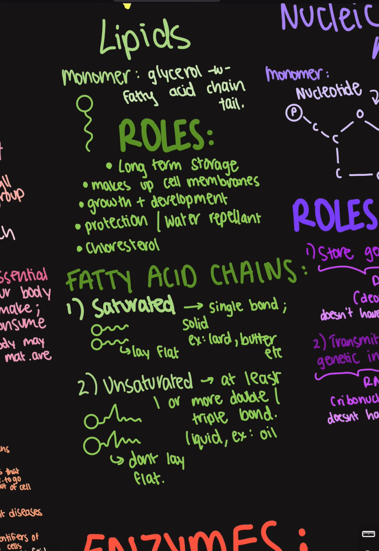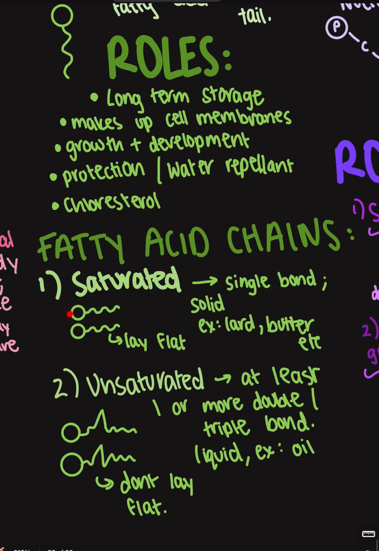Fatty acid chain tails, okay? There are 2 different types of bonds in fatty acid chain tails. One is saturated. Saturated means that in the fatty acid chains, all the bonds of the fatty acid chain are single bonds, and this causes the lipids to lay flat against each other. When this happens, the lipid is solid. An example of this is lard or butter, things like that, or waxes.